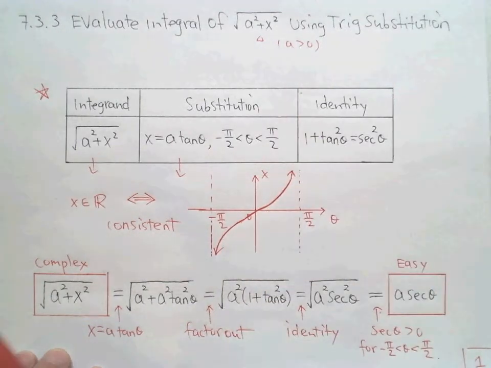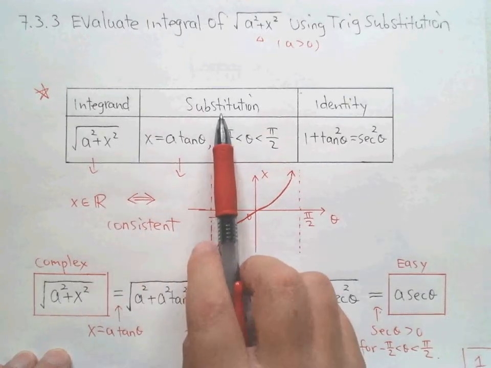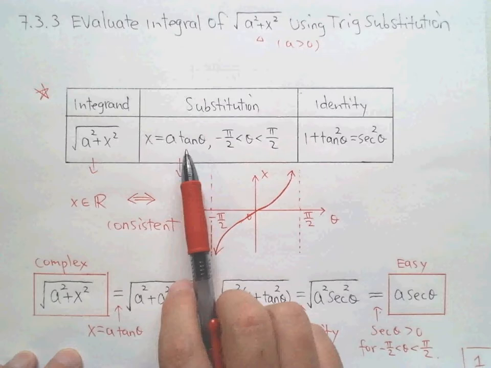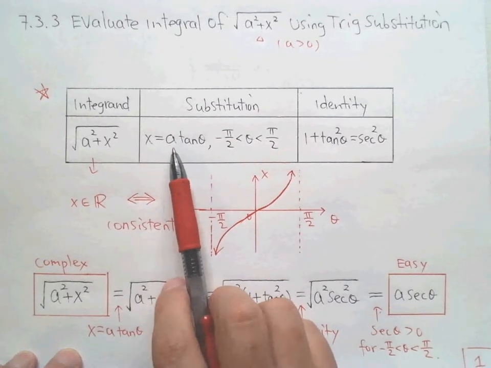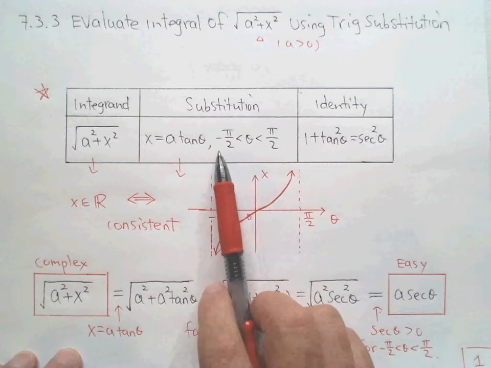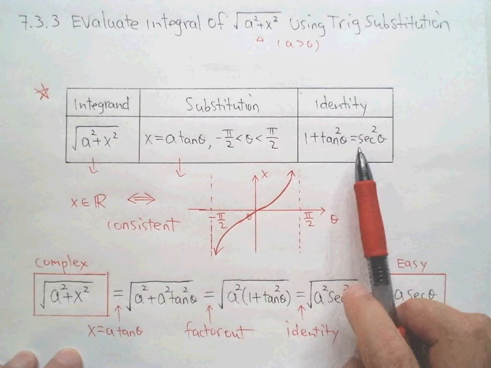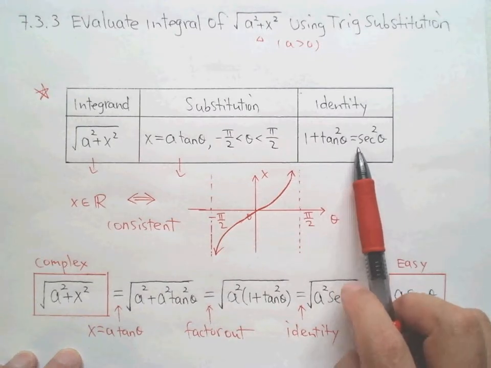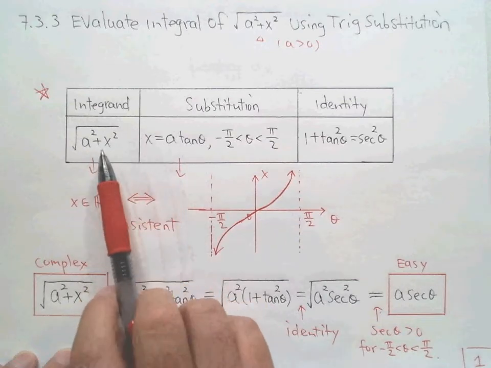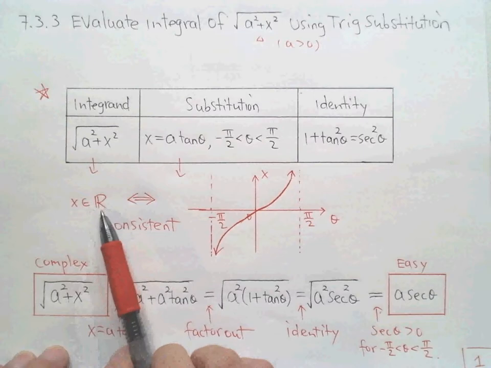What type of substitution is suggested for this integral? The tangent, but don't miss a. So x is a times tangent theta, and the domain for theta is between negative pi/2 and pi/2. The identity we need to use is the Pythagorean identity. First, we're going to see if these two are consistent for the range of x. Here x could be any real number, so the domain should be all the real numbers.